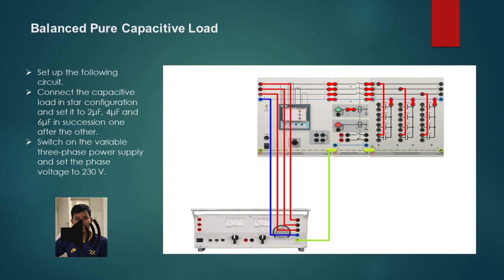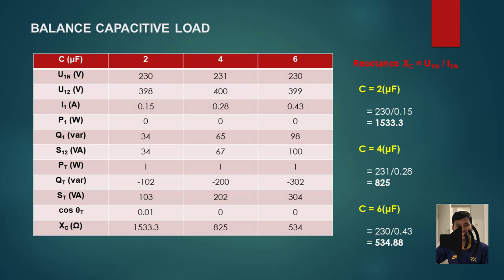After we get the result from the lab, we need to calculate the value of reactance for the three different capacitive loads. So the formula for the reactance of the capacitive load is the voltage of the phase over the current of the phase.